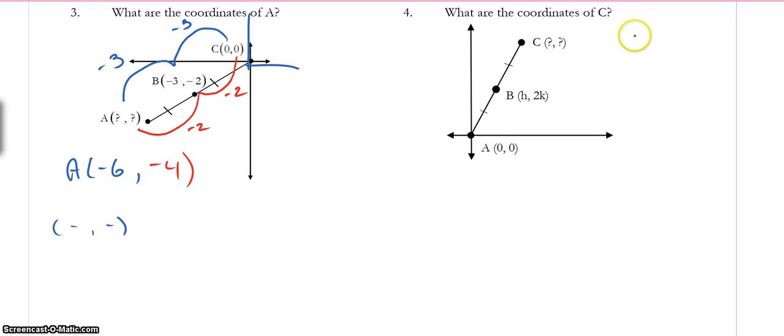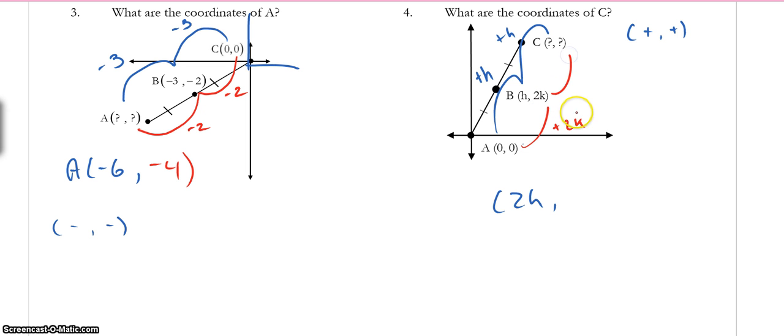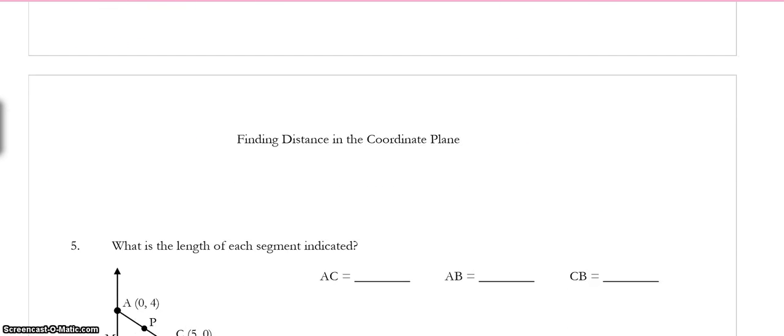So looking at this in quadrant 1, both should be positive. So let's think about this. From 0 to h I went up h. So what's up 1h from h? It's 2h, because up 1h from h already is 2h. So from 0 to 2k, I went up 2k. So what's 2k plus 2k? Well, up 2k more would be 4k. So same idea as with numbers, it's just now we have variables. That's everything we're going to do with midpoint.